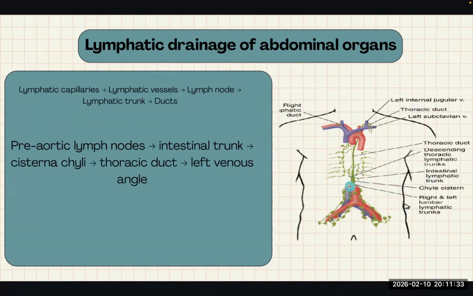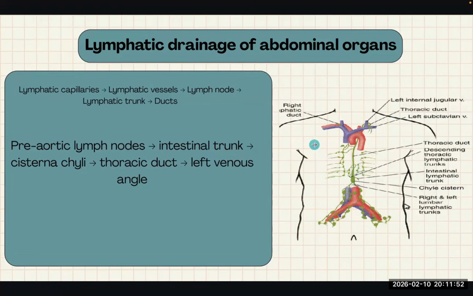The lumbar ones, the right and left. The lumbar ones are around the aorta. Okay, so pre-aortic means that it's not just taking from here; it's also taking from the pre-aortic stuff. Okay, the pre-aortic lymph nodes, and then it's going to go into the intestinal trunk. Okay, and then into the cisterna chyli.